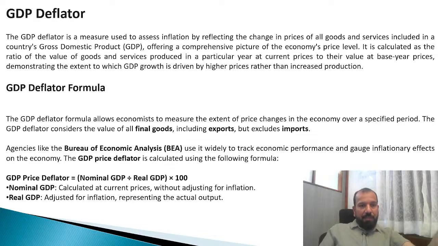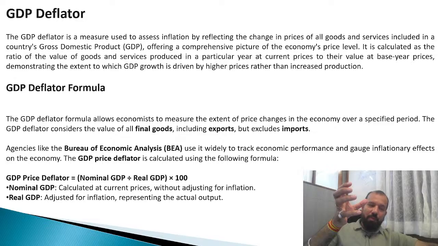Then the GDP deflator. Very simply, GDP deflator is nominal GDP divided by real GDP, multiplied by 100. If nominal GDP is 100 rupees and real GDP is 5 rupees, multiplied by 100, you get the GDP deflator. The GDP deflator is used to assess inflation by reflecting the change in the price of all goods and services included in a country's GDP, offering a comprehensive picture of the economy's price level. It is calculated as the ratio of the value of goods and services produced in a particular year at current prices to the base year prices. The deflator formula allows economists to measure the extent of price change in the economy over a specified period.